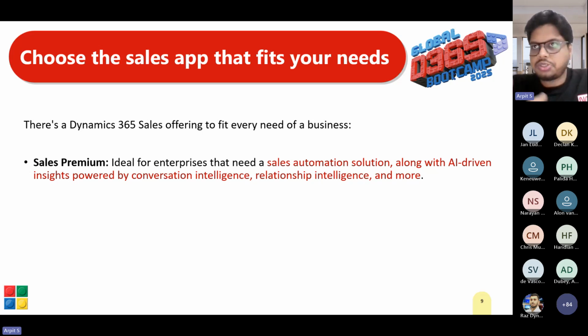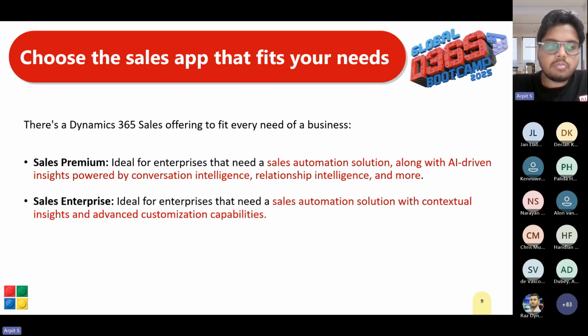For example, lead automation, opportunity, the main sales process that starts with the lead, opportunity, order management, quotation management, invoice management, along with the AI driven insight. And that is provided by the conversation intelligence, relationship intelligence and more. So if you need these kinds of features, then you can go with the Sales Premium.